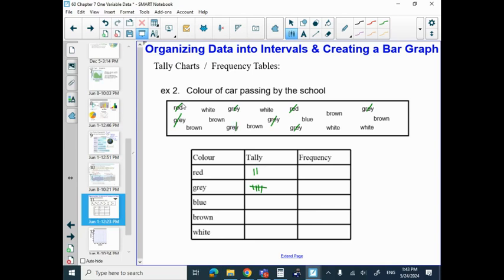There's another gray. I don't know if you've been in parking lots in Ontario. Lots of gray cars. Probably more than that percentage, to be honest, but keep going here.